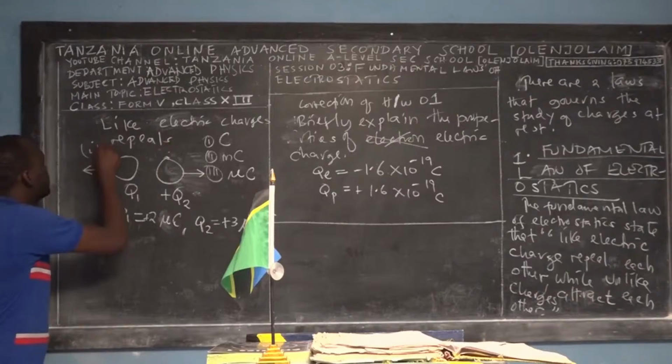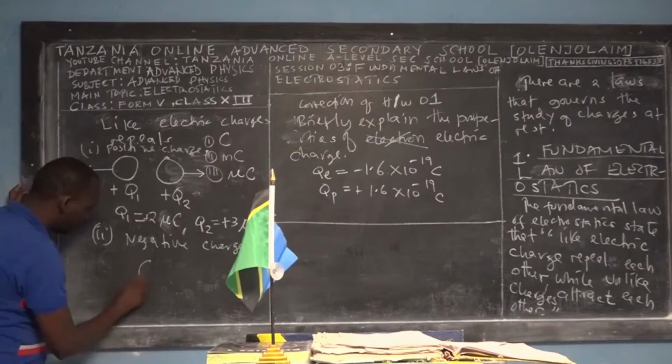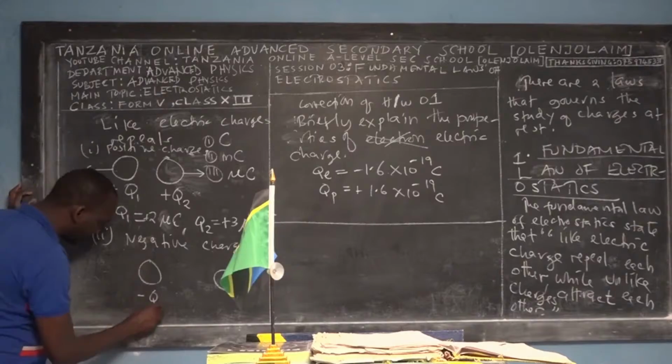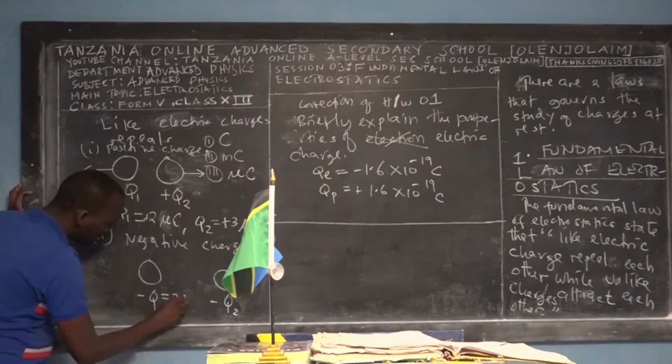And then number 2, if you have negative charges, that we say these charges are negative electric charges, right? So here we have this charge and this charge. This one is negative Q1, and this one is negative Q2. This one is 2 microcoulomb, but negative in sign, and this one is negative 3 microcoulomb. So what's going to happen? Suppose they are coming closer, this one and this one will be repelled.